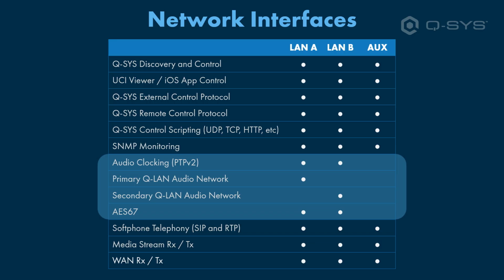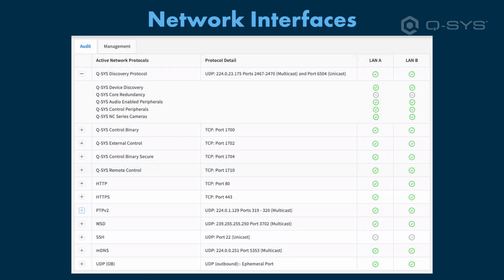And the auxiliary also does not do PTP-v2, so you can't do any clocking on the auxiliary. Also, when you are connecting to the core and pushing your design, that should definitely be on LAN A or LAN B as well. If you go to the Core Manager, you will have the ability to customize this field here. This allows you to interrogate every single different type of protocol that could be enabled on LAN A or LAN B, and you can choose to enable or disable them individually.